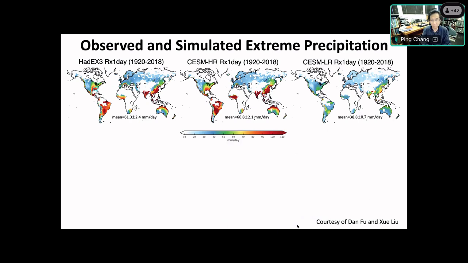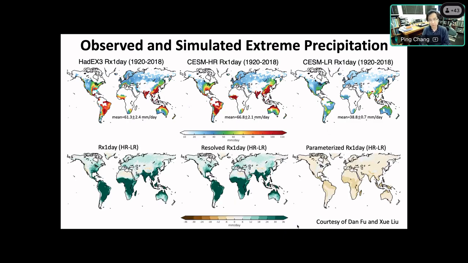Of course, we want to understand why the high resolution model is doing such a better job, given that at the atmospheric resolution we're not resolving convection. We're still running the atmosphere at a quarter degree with the same convection scheme as the low resolution model. So that's one of the things we're trying to understand.